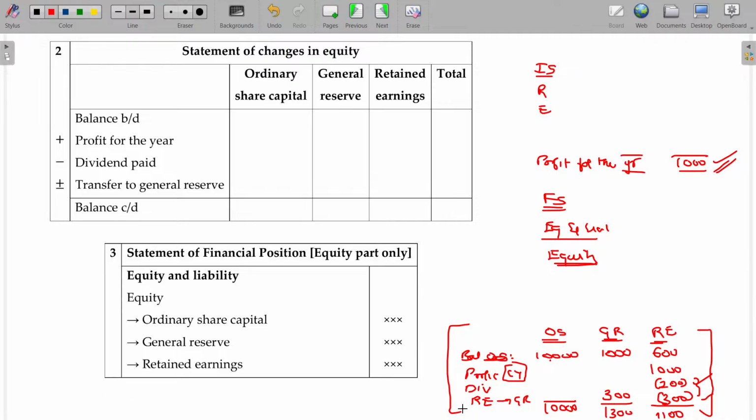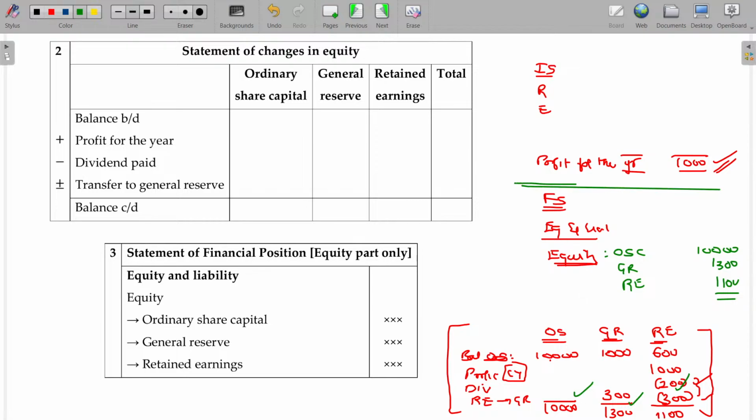After that, you have to incorporate that in the financial statement, especially equity and liabilities. Under that balance sheet, we have to start with equity. Under that equity, ordinary share capital being 10,000, general reserve 1,300, and retained earnings 1,100. That's how you have to record. Hope you'll now be able to understand.